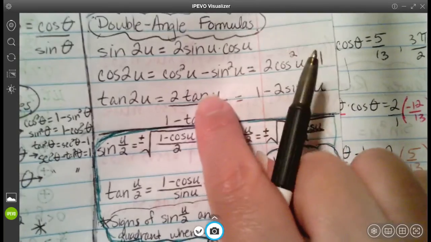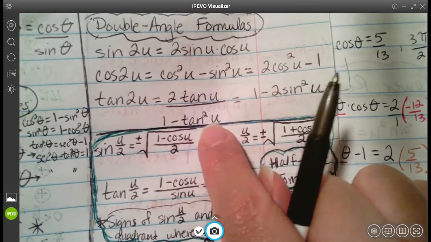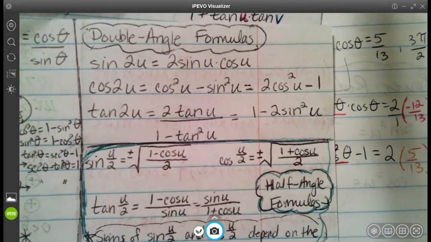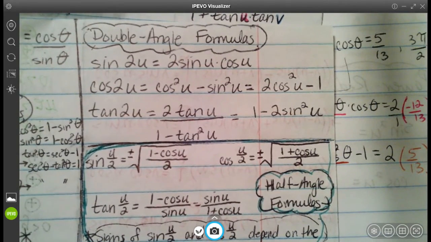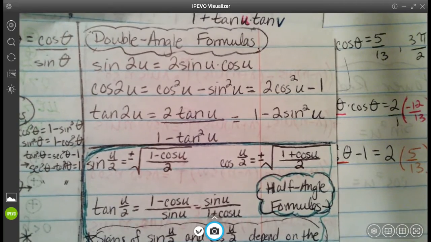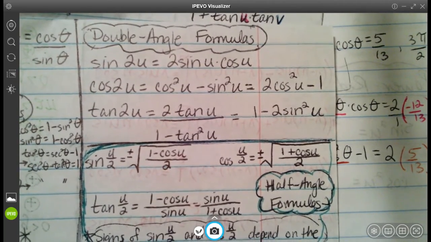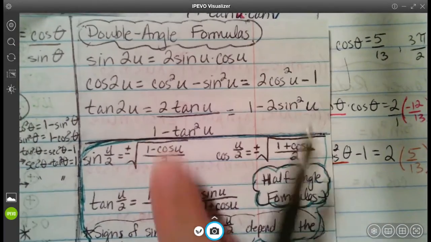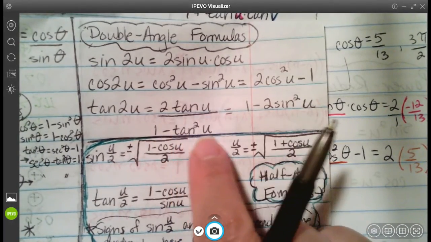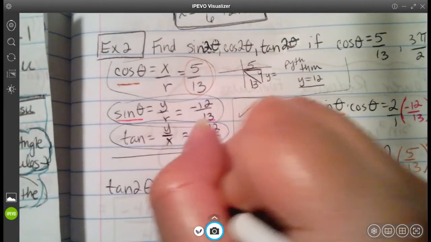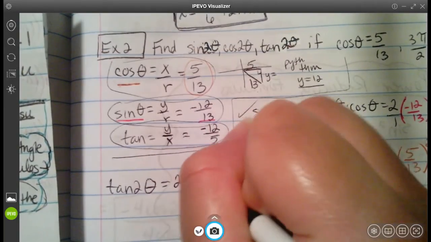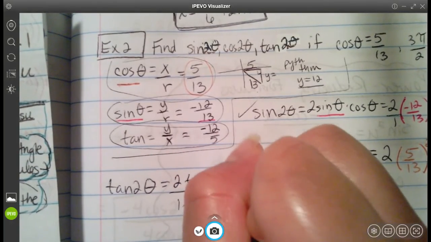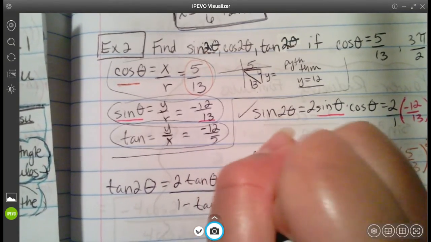So let's see, we have 2 tangent theta over 1 minus tangent squared theta is equal to this. You can use whichever one you want. I think I used the fraction for the other one because I wanted to work some fractions. So let's use the fraction. We're going to use this one: 2 tangent theta over 1 minus tangent squared theta.